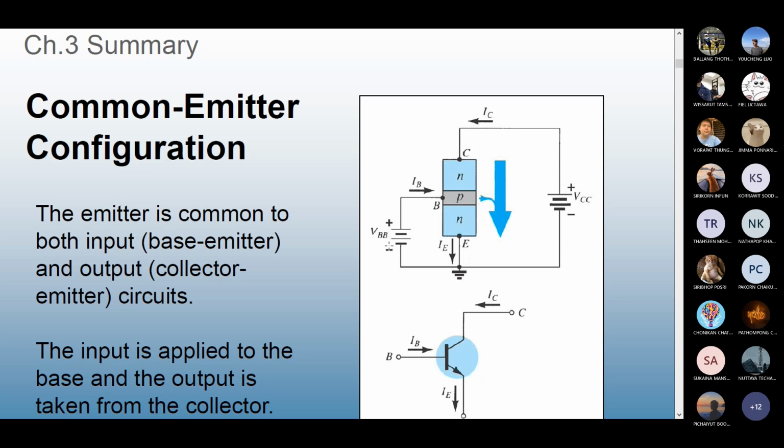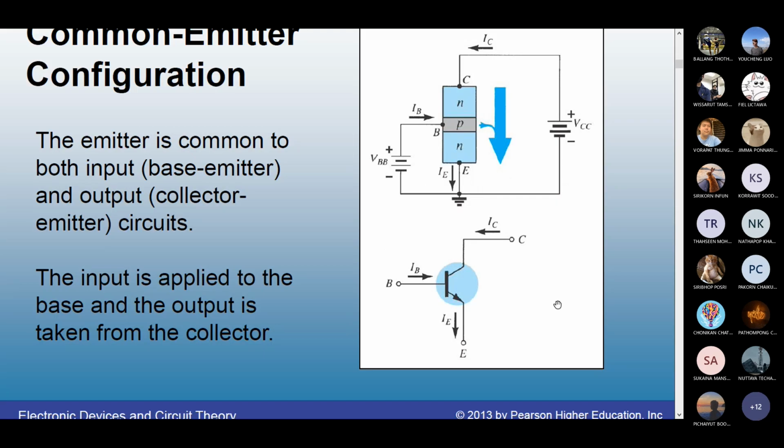You have to have the DC sources inside. We call it biasing, the act of providing the DC voltage so that the transistor can operate. We need the DC bias. Also see how it works: IB plus IC equals IE. When the emitter is common to both the input side and the output side, we call it the common emitter configuration.